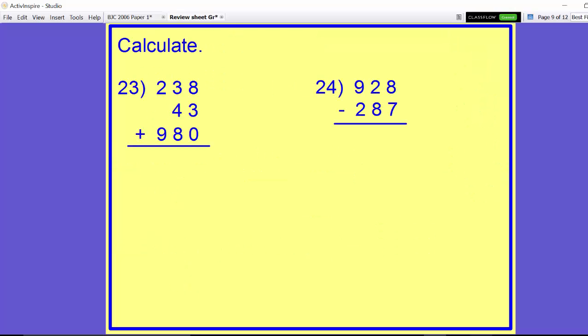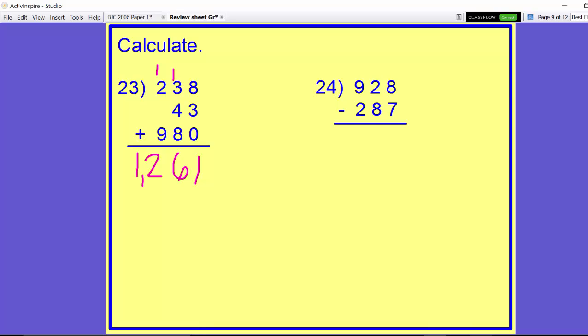Calculate. We have an addition problem. So starting from the row on the right, we have 8 plus 3, which is 11, plus 0, still 11. Bring down the 1, carry the 1. 1 plus 3 is 4. 4 plus 4 is 8. 8 plus 8 is 16. Bring down the 6, carry the 1. 1 plus 2 is 3. 3 plus 9 is 12. 1,261.